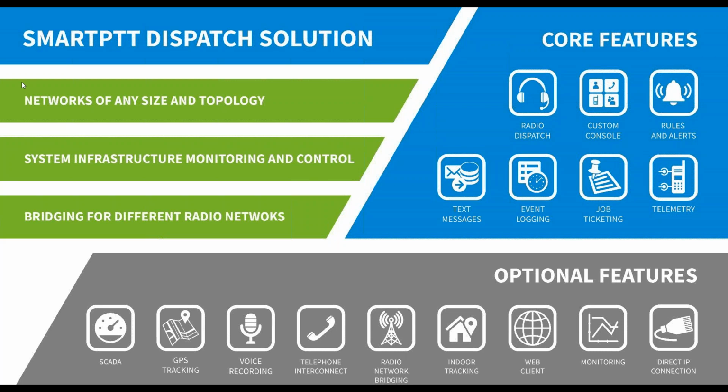Now, we also support rules and alerts. With rules and alerts, when an event happens, SmartPTT can automatically respond to that based on the rules and alerts. Text messaging enables dispatchers and radios, as well as dispatcher to dispatcher text messaging.